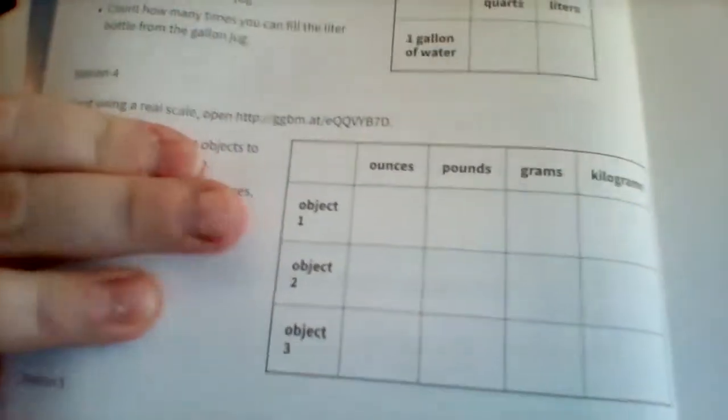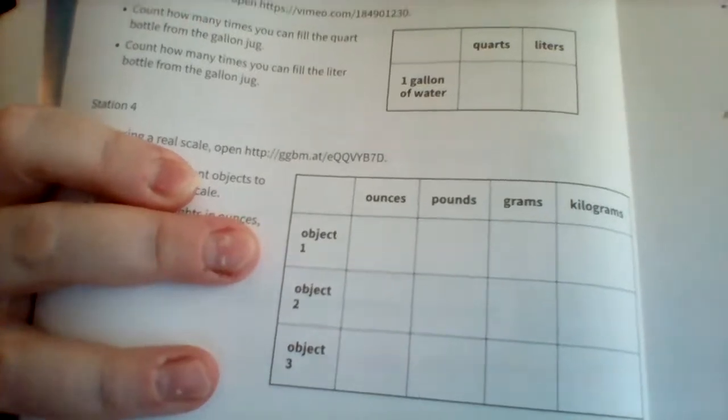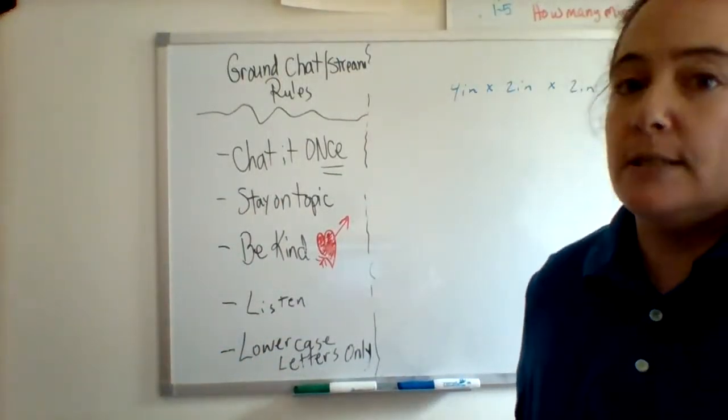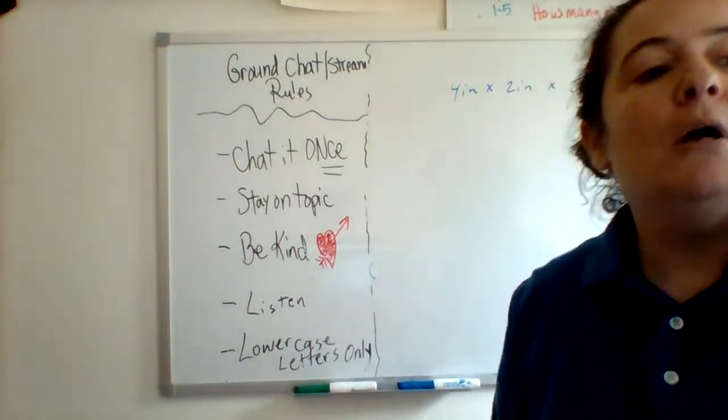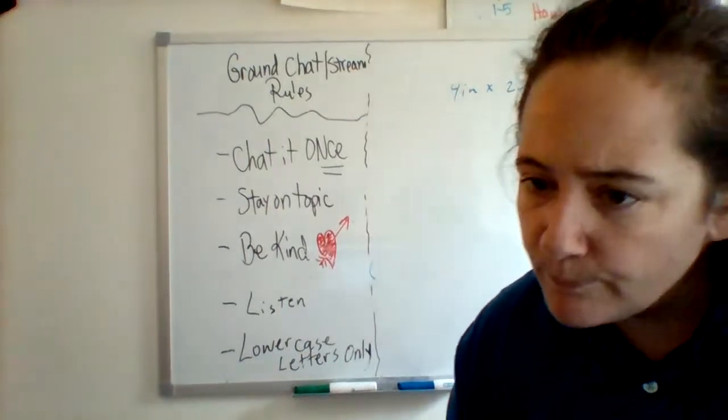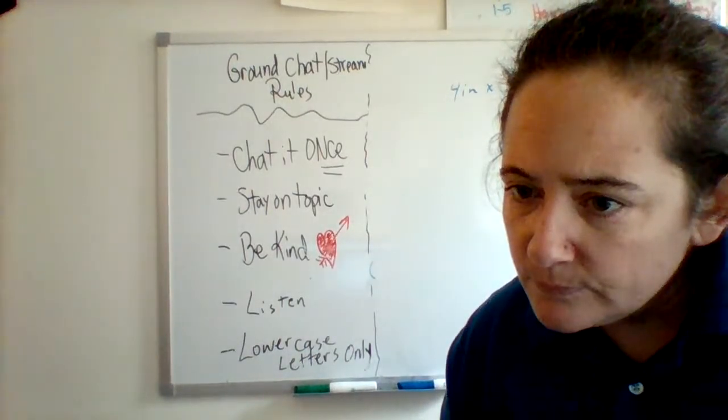So where it says object 1, object 2, object 3, tell me what those objects are. Is it the container of tomatoes? Is it the onion? Is it the Domino's? How many Domino's? Because she measures multiple things.